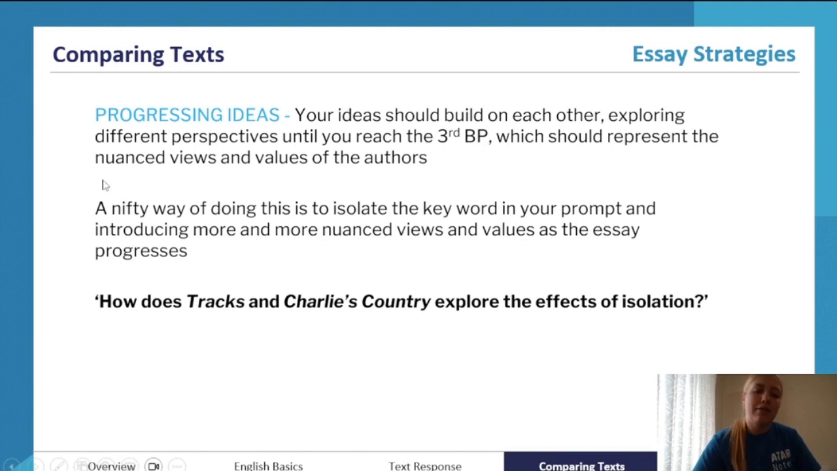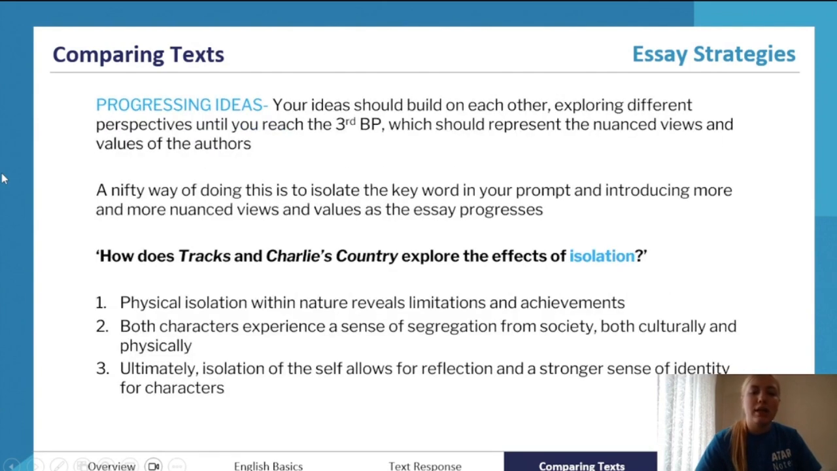A really great life hack to doing this is just to isolate the keyword in your prompt and introduce more and more nuanced views and values as the essay progresses so that you have a strong idea to propel your third body paragraph. So we see an example of how those tracks in Charlie's Country explore the effects of isolation. Isolation is that keyword. We are isolating it, and we're going to try to introduce more and more nuanced views and values as our essay progresses.